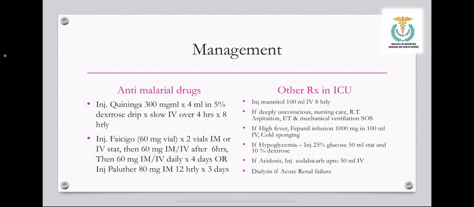If acidosis, injection soda bicarb up to 50 ml IV. Then dialysis if acute renal failure is present, and exchange transfusion if parasitemia is greater than 30%, or if anemia and acidosis are present, then you can do exchange transfusion. So these are the treatments you can do in the ICU section.